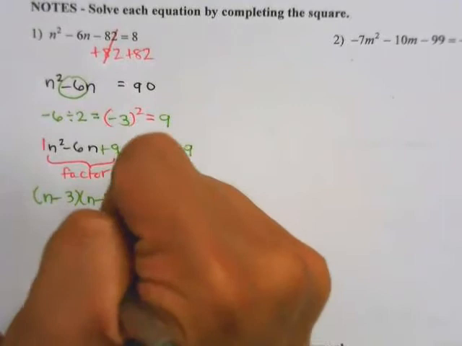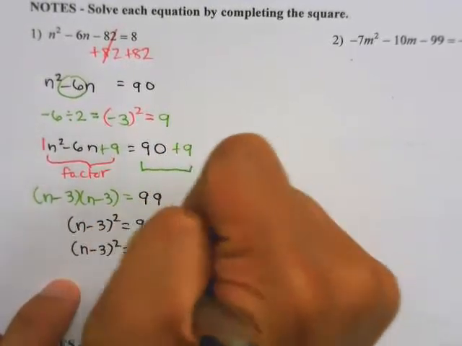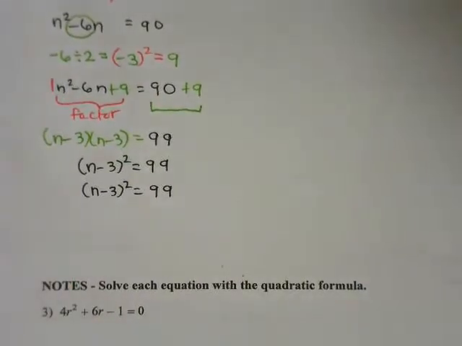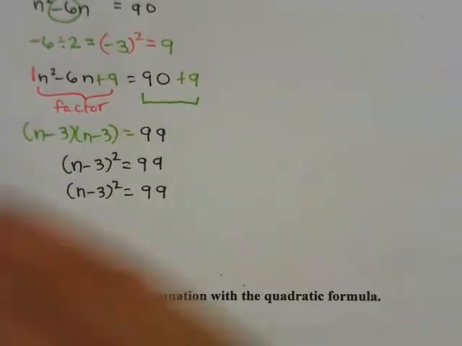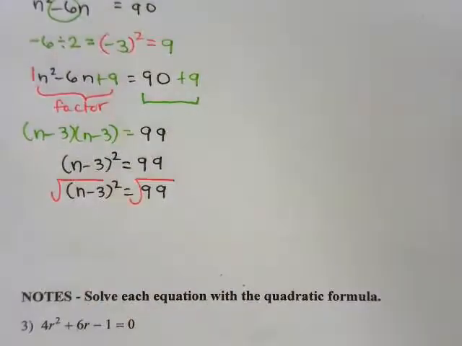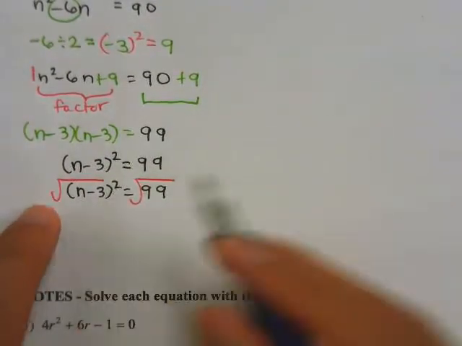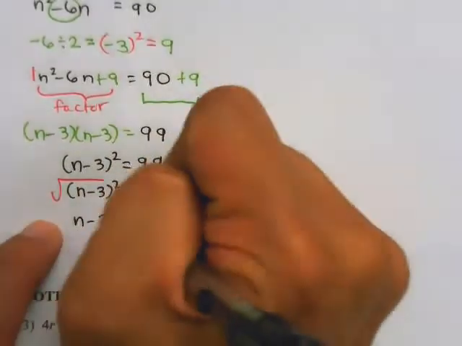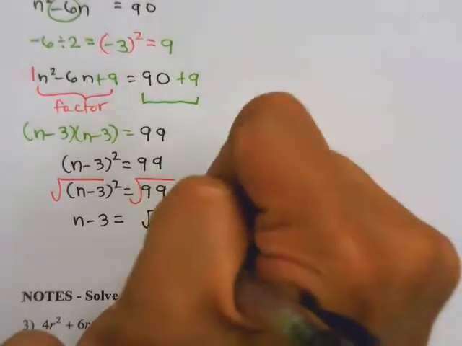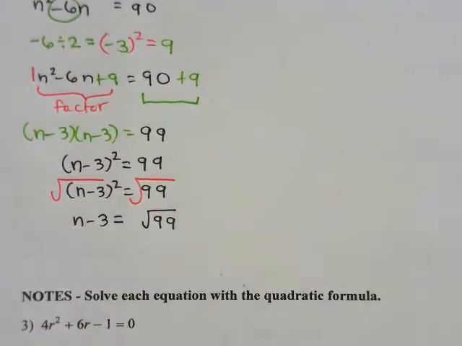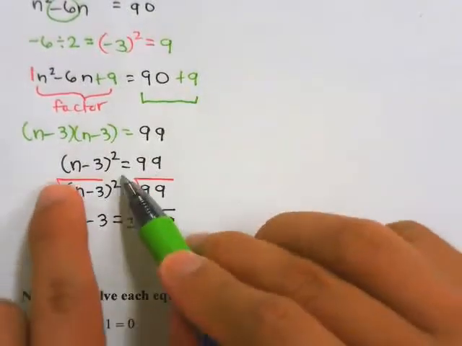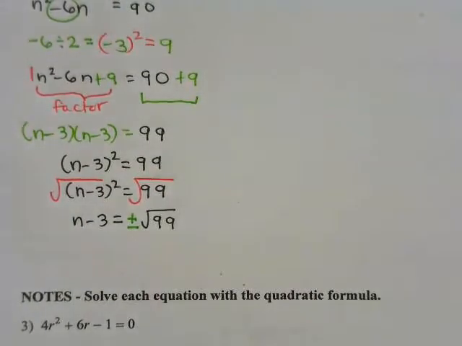Okay, I'm going to write it twice for notes purposes because we have to undo the square. To undo the square is a square root. So we're going to square root both sides. So these and these undo each other. So you're left with n minus 3 over here. Okay. And then I can do square root of 99. And we're going to add a plus or minus because we can take both positives and negatives when we do the square root of both sides.